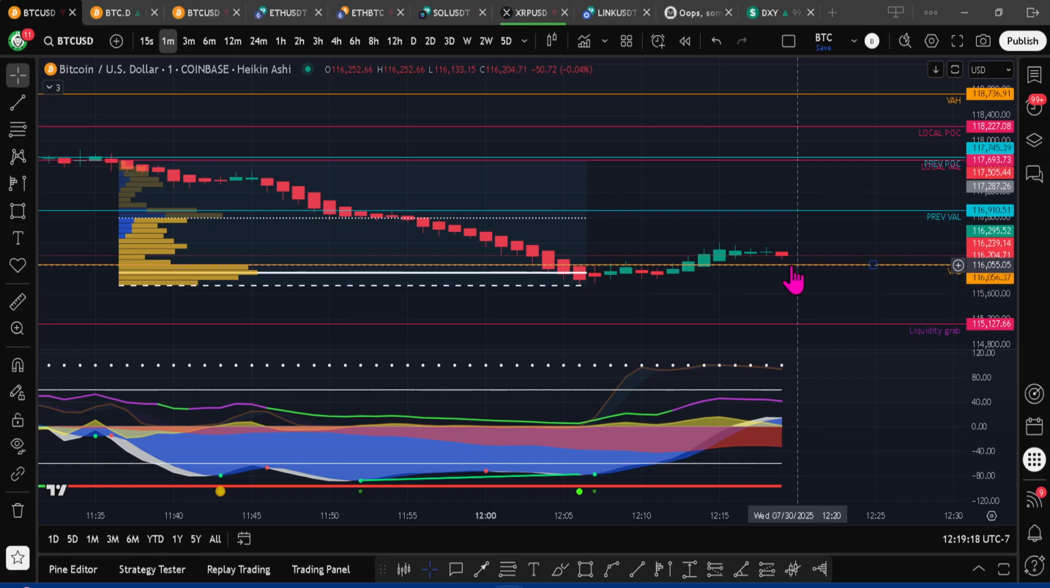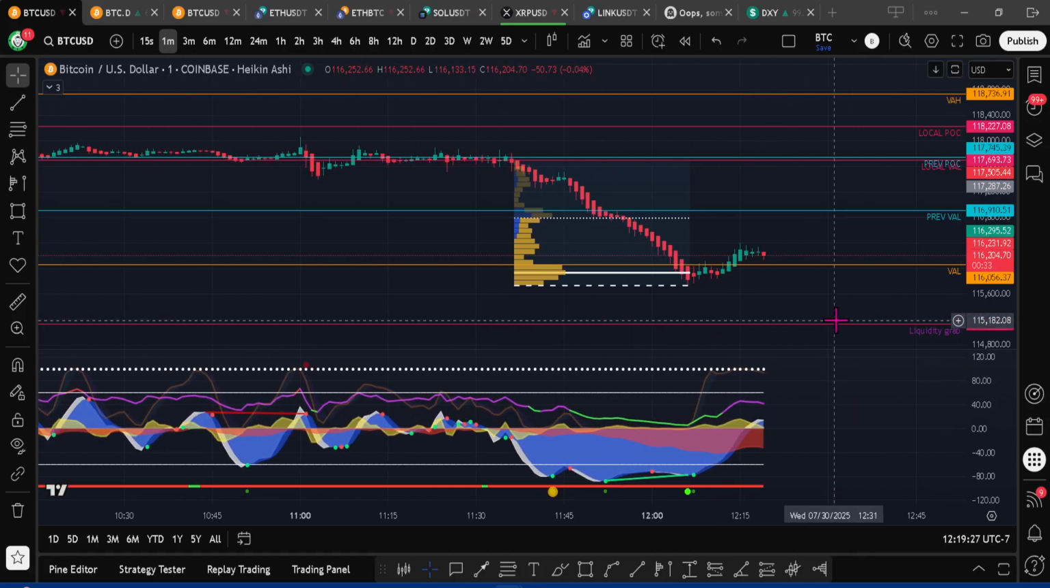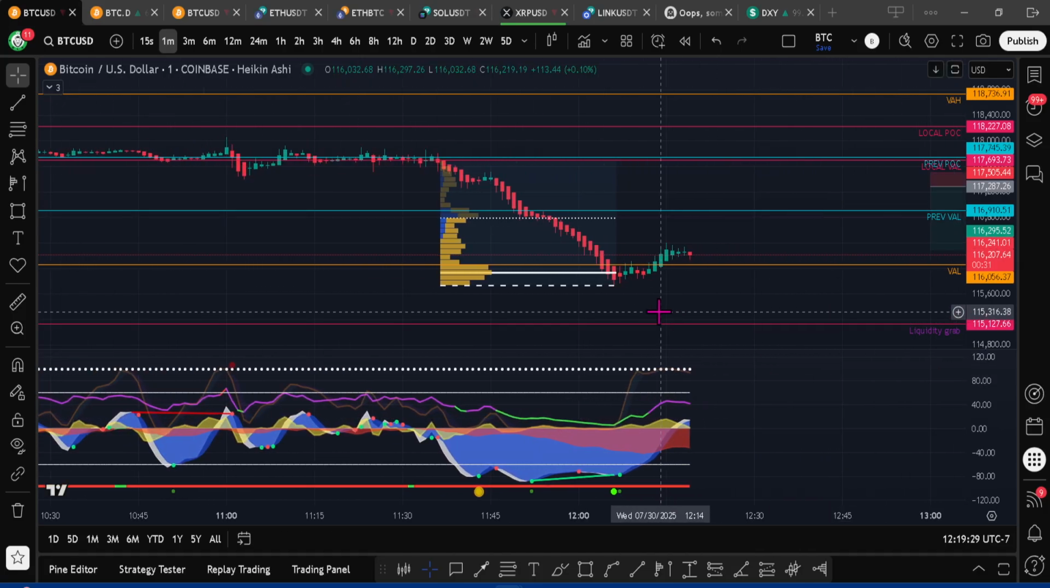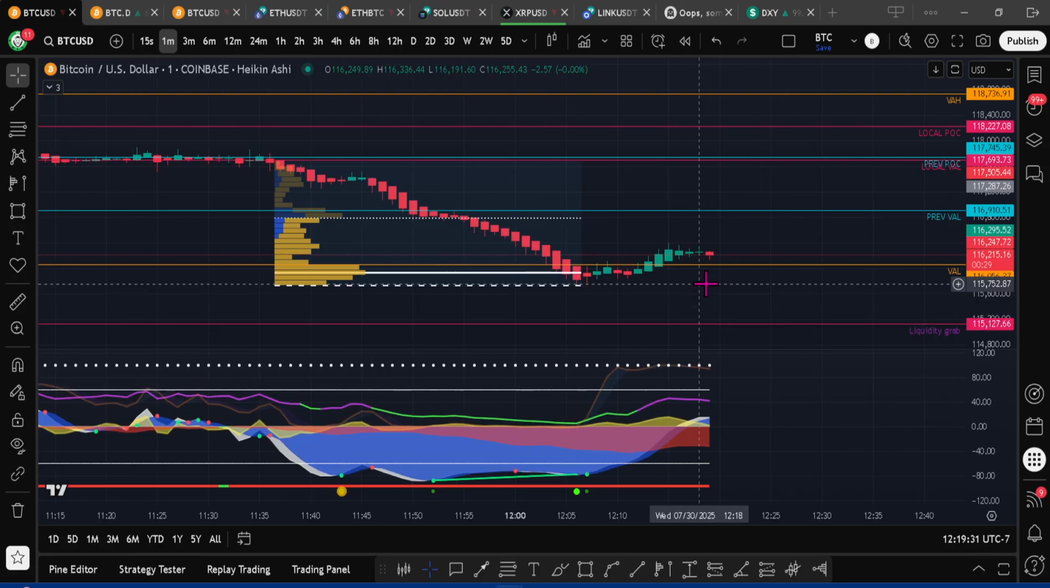You could re-enter at this 116,066 if you start to see another favorable move. We're bouncing slow from this level, but we do want to see it hold this level. I'll enter back into a trade if we do see a favorable bounce.